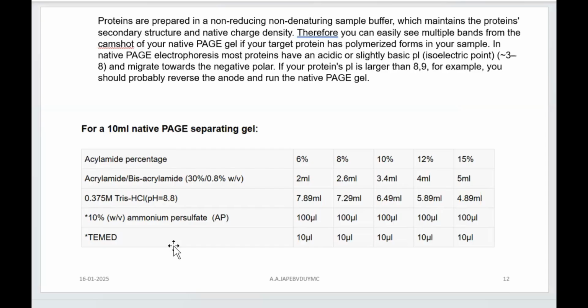When I say TEMED, it is the short form for N, N, N, N, four times N, tetramethylethylenediamine. So what is this TEMED going to do? We have to form the polymer. So the TEMED is going to act as a catalyst. So what is it going to do?